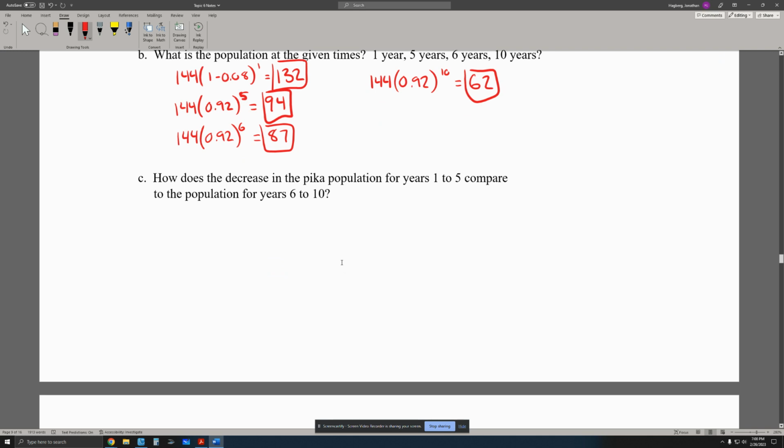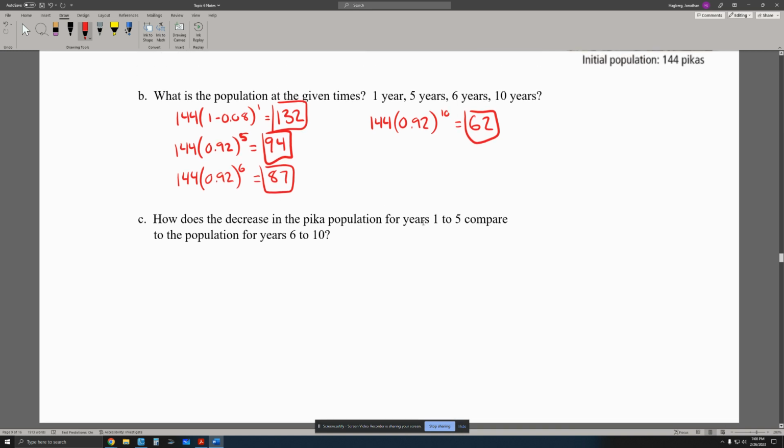Letter C, how does the decrease in the pica population for years 1 to 5 compare to the population for years 6 to 10? So from years 1 to 5, we've got a difference of 5 years, right? Or I guess it would be 4 years, right, if we're counting year 1. Or if we're not counting year 1, then it would be a difference of 4 years. Then we have a difference of, well, 132 minus 94. So we see that this difference is 38, a decrease in 38 picas. From years 6 to 10, the same interval, 4 years, we have the difference of 87 minus 62. And we find that this difference is 25.